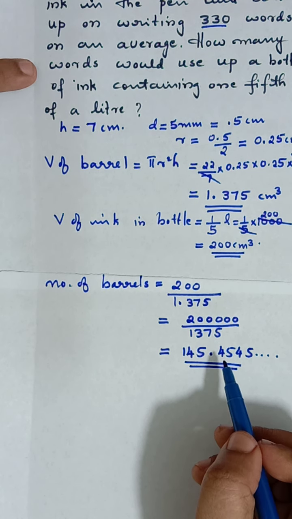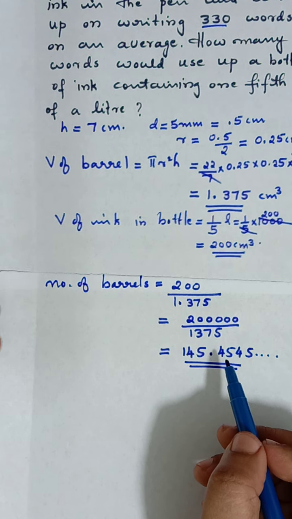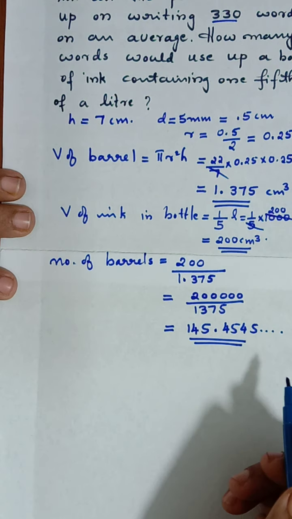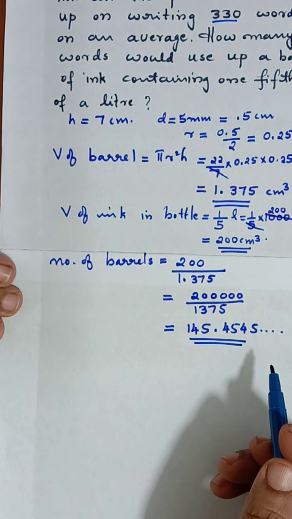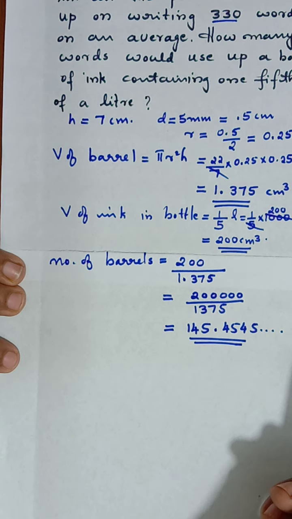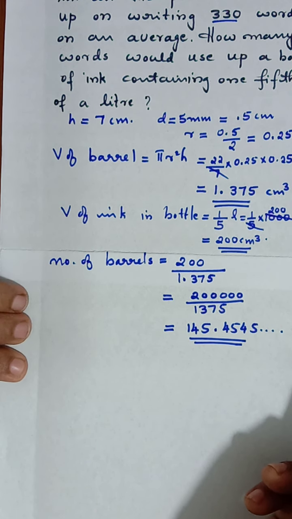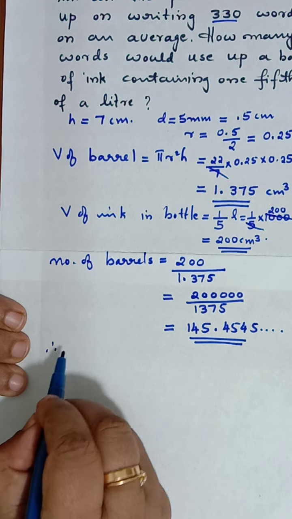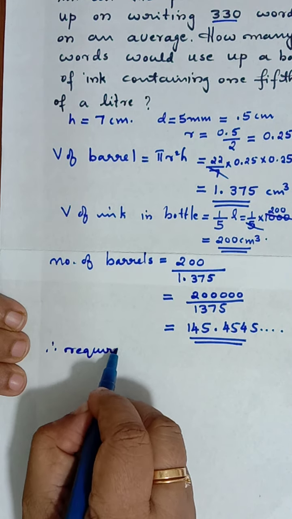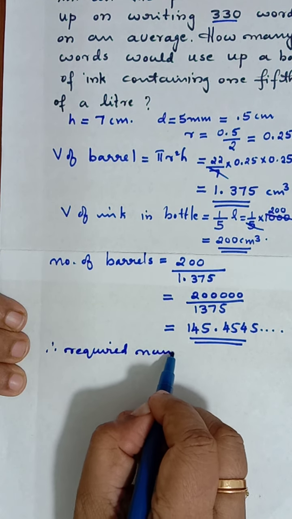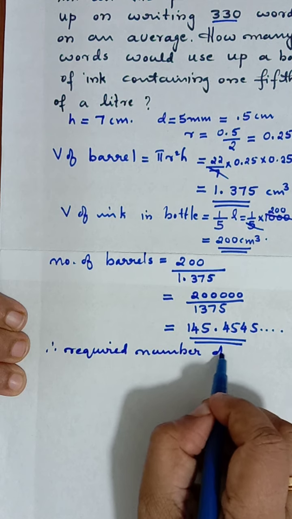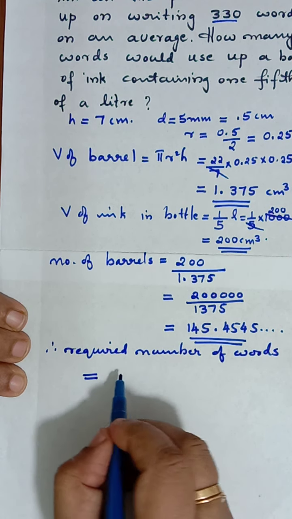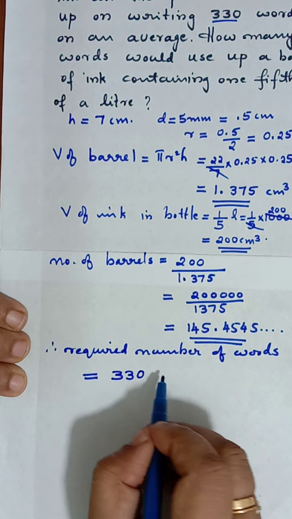How many words would use up a bottle of ink containing 1/5 of a liter? So, how many words can be written? By one barrel, we can have 330 words. Therefore, with this many barrels, how many words can be written? Therefore, what is the step? The required number of words. So, 330 words by one barrel.